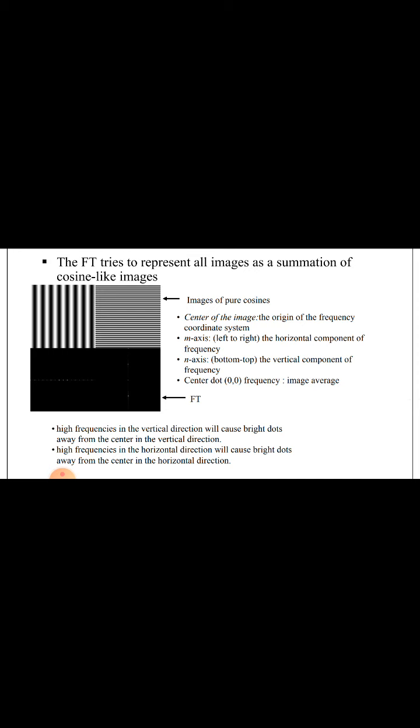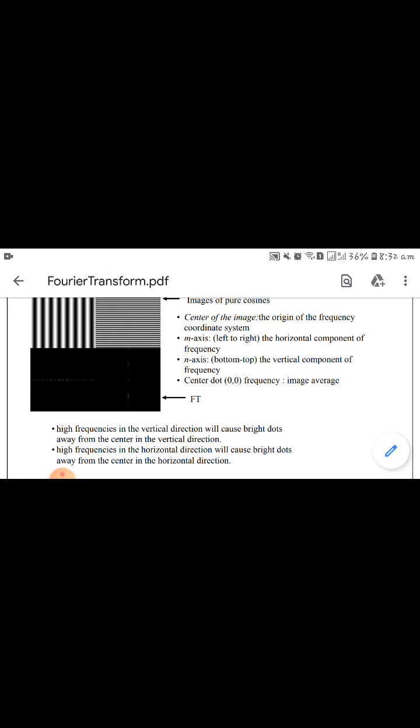When you represent an image as a summation of cosine-like components, the center of the image will always have the origin of the frequency coordinate system. If you look at the image, the m axis has the horizontal component and the n axis has the vertical component. Left to right is your m axis and bottom to top is your vertical component. The center dot, which is 0, 0, is the frequency that has the image average. So the average gray level intensity will be plotted at the center. That is how you get the Fourier transform.